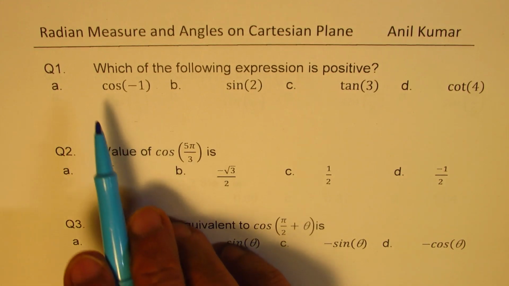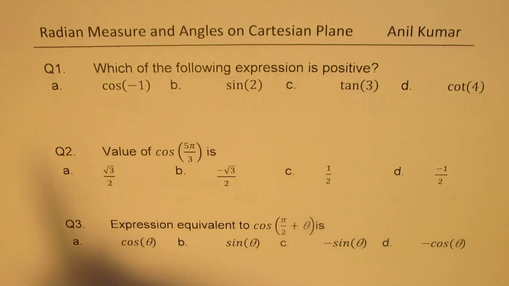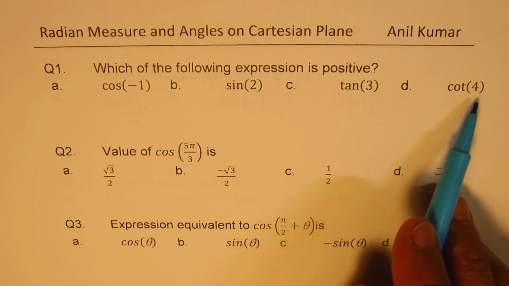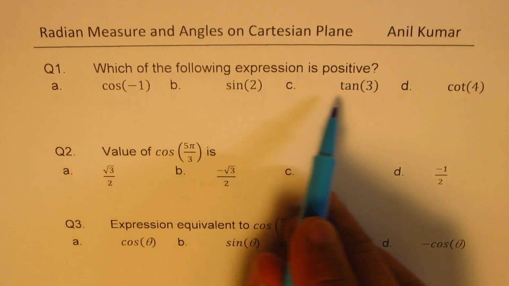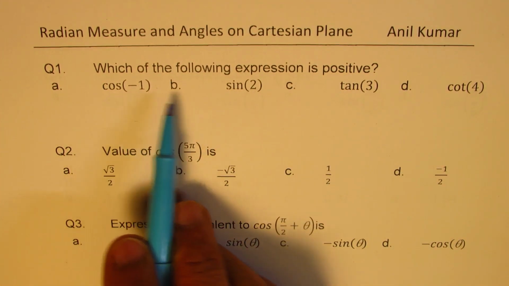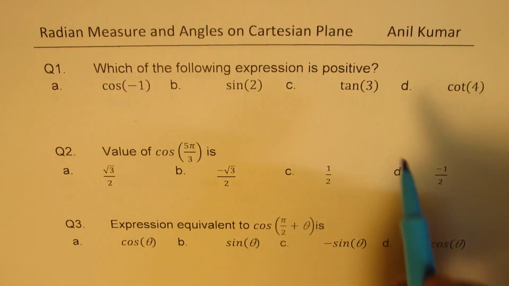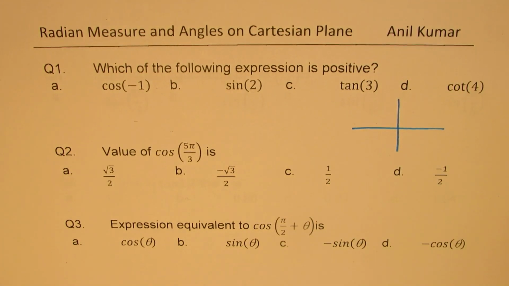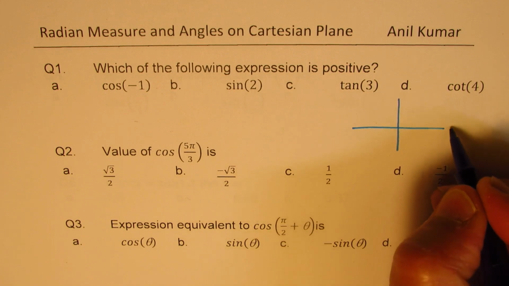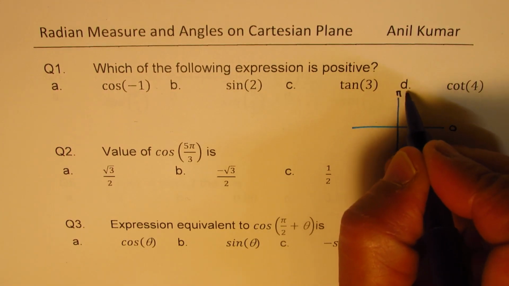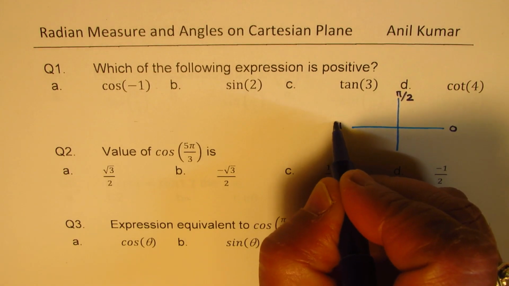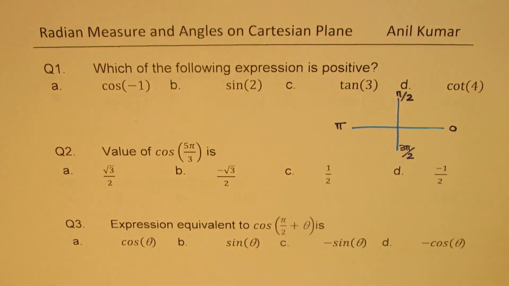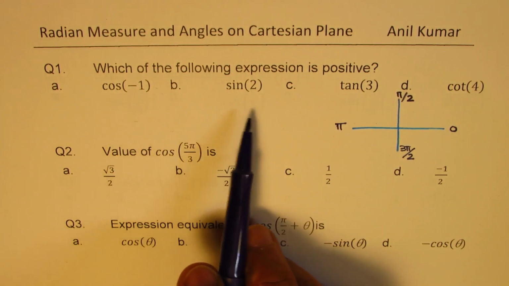The very first question is, which of the following expressions is positive? Cos of minus 1, sine of 2, tan of 3, and cot of 4. Now all these angles are in radians. So when a degree sign is not given to us, then it is radians, correct? So let's remember one thing, that in our coordinate plane, as far as the radians are concerned, this is 0, that is pi by 2. This is pi, right? And this one is 3 pi by 2, correct? Now we are talking about numbers 1, 2, 3, 4.